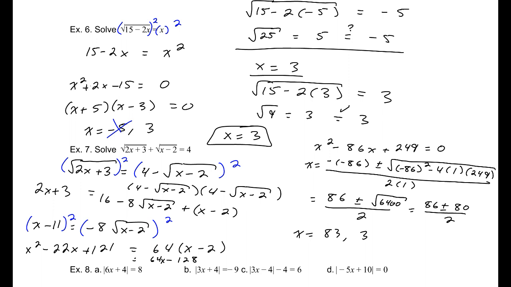Okay, that does not work. So this is an extraneous solution. Now plugging in 3: 3 times 2 is 6, so that's the square root of 9, which is 3, plus the square root of 1, which is 1, and that is in fact 4. So x equals 3 is our solution.